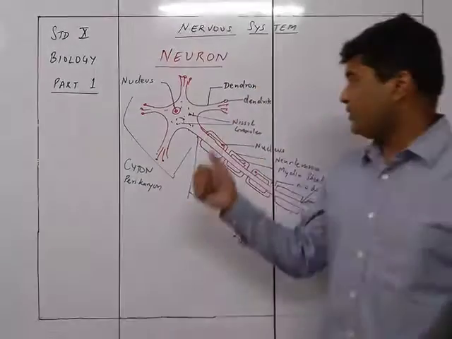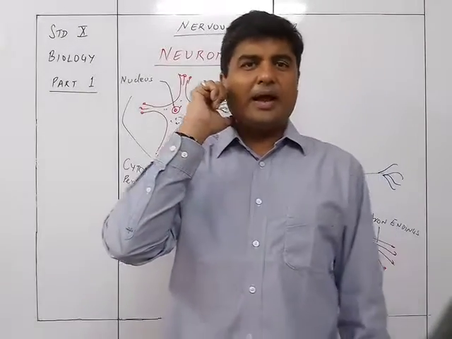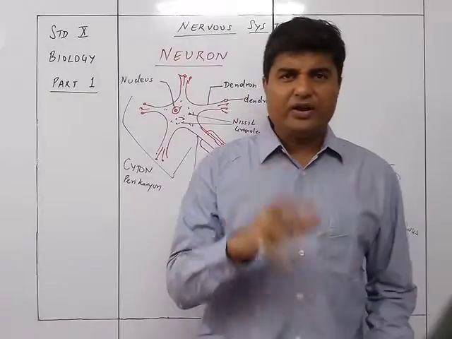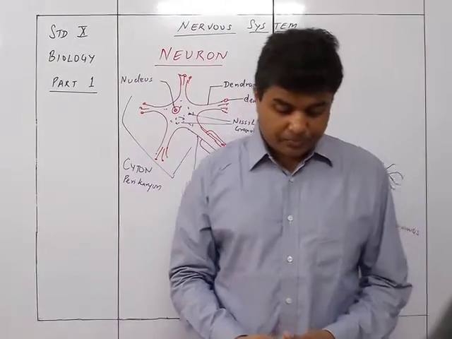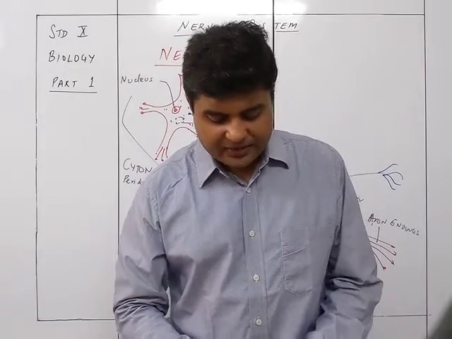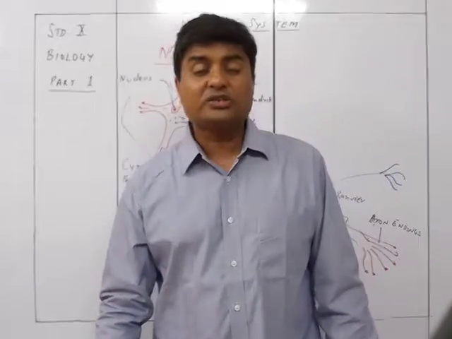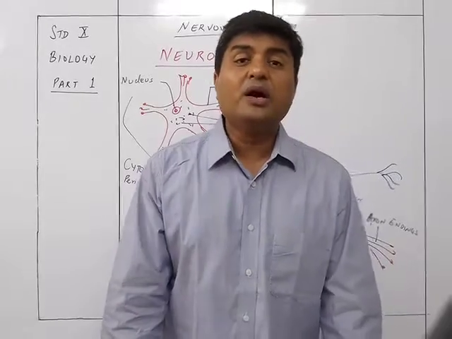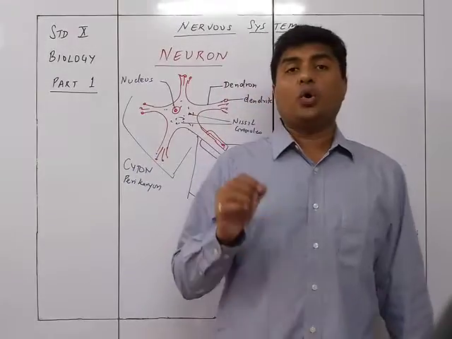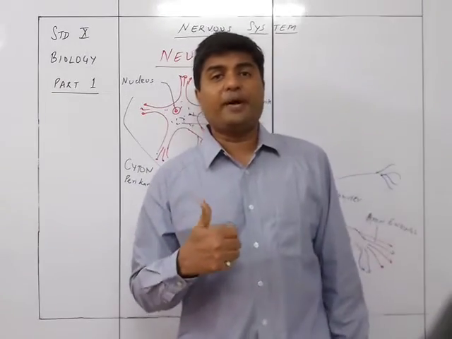So the Nissl's granules are present inside. It's a granular kind of cytoplasm, and it has a well-defined nucleus inside it. It has all the cell organelles like other cells, only the centrosome is absent because nerve cells have lost the ability to divide. Now nerve cells in our body are the only cells which cannot be repaired or replaced.